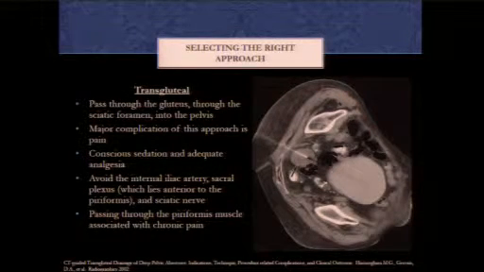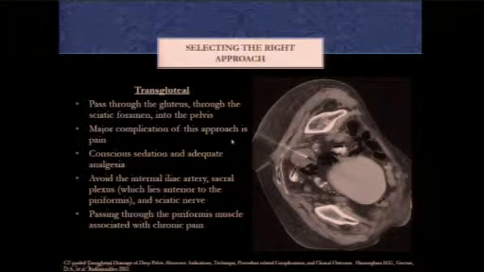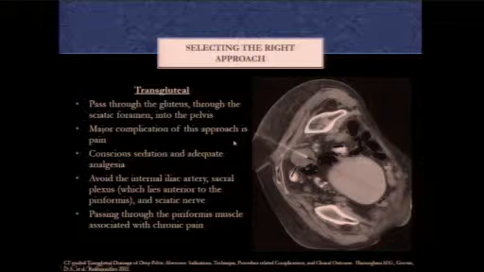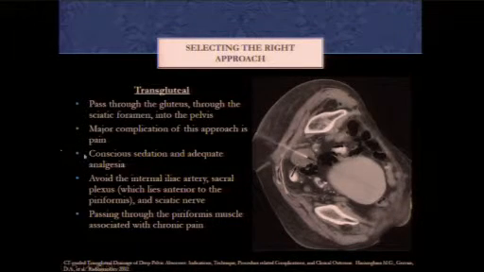A note on transgluteal drainage. So we have to pass through the sciatic foramen and the gluteus muscle to get to the pelvic structures. The gluteus muscle can be quite large in some patients, and so dilatation of this structure can cause them a significant amount of pain. And this actually is the major complication of transgluteal drainage, is pain. So conscious sedation and adequate analgesia are usually indicated.